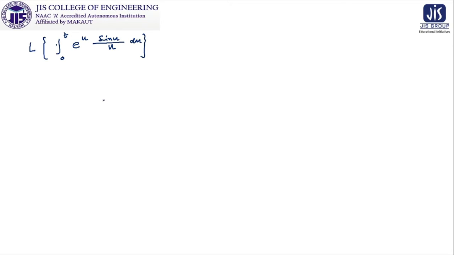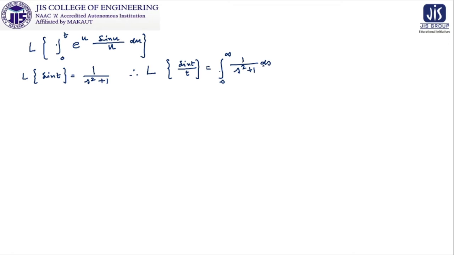Now let us check how we can proceed for this particular problem. So we will start from the Laplace transform of sin t, and we get it as 1 by s square plus 1. 1 square we are writing as 1. So the Laplace transform of sin t by t, according to the formula of division by t, we can write as integration s to infinity 1 by s square plus 1 ds.